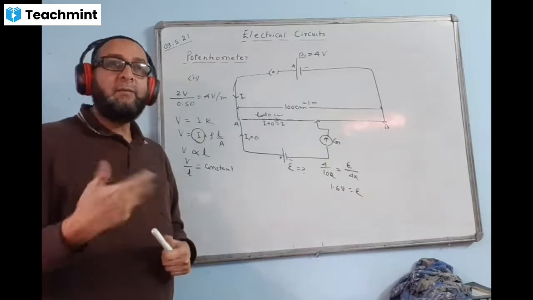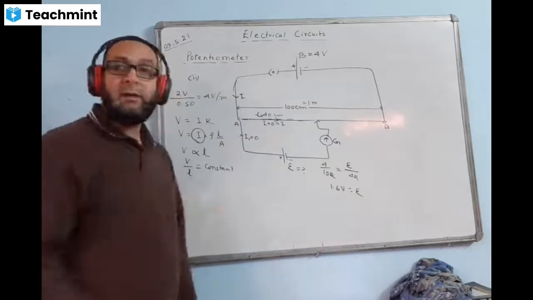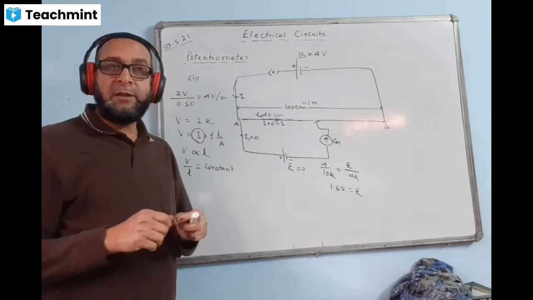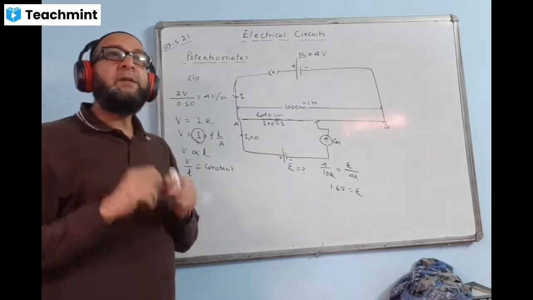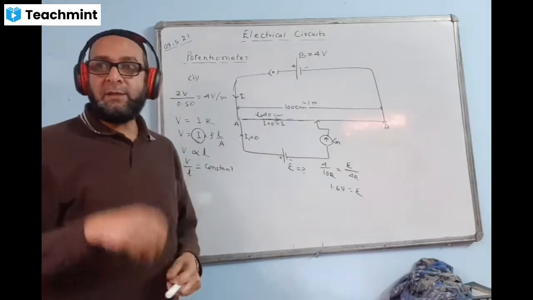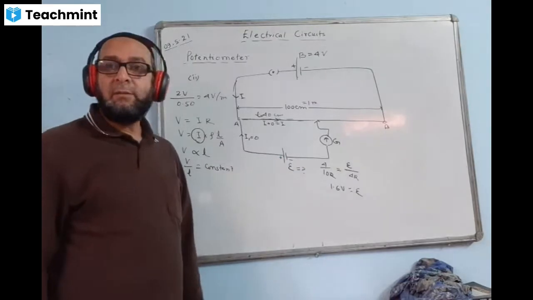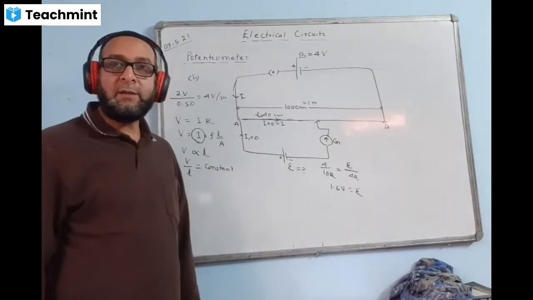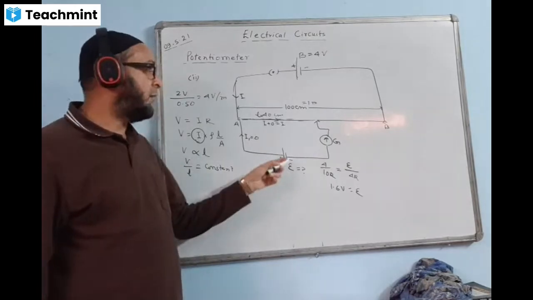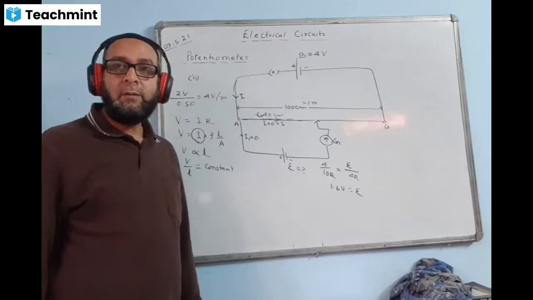So this is a technique followed to determine the EMF of an unknown cell without drawing any current from the cell. Because the EMF definition says that it is the potential difference between the terminals of a cell when no current is drawn from it. We are not drawing any current because the galvanometer gives zero or null deflection. Yet we are measuring the voltage, that is EMF. That's why it is preferred over a voltmeter.